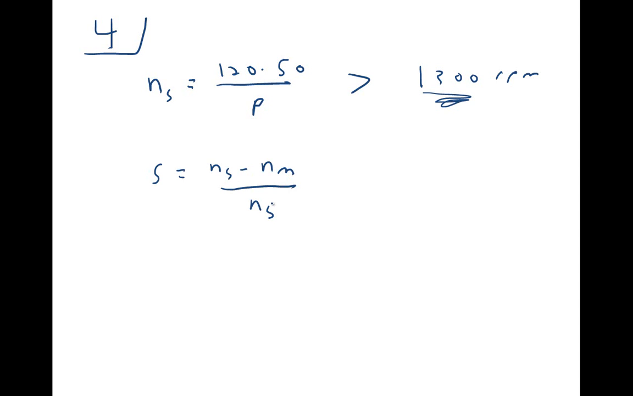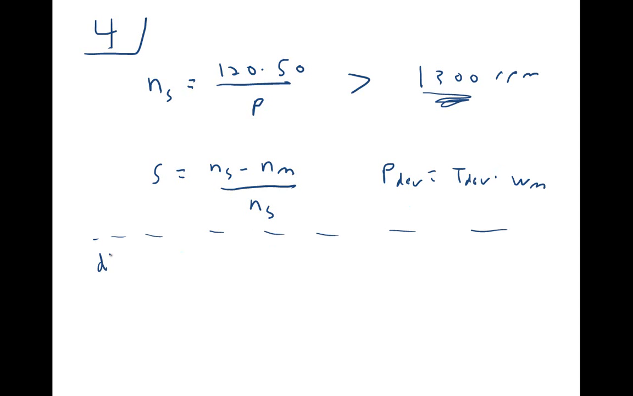Well, I tell you the power. And so once again, just like I did on problem 3, we know that the power has to be equal to the torque times the speed in radians per second. So I need to translate that 1300 RPM into radians per second, and then that will allow me to find the torque.